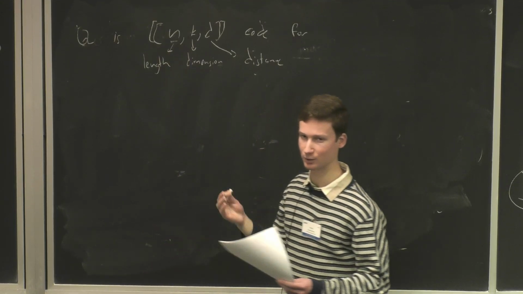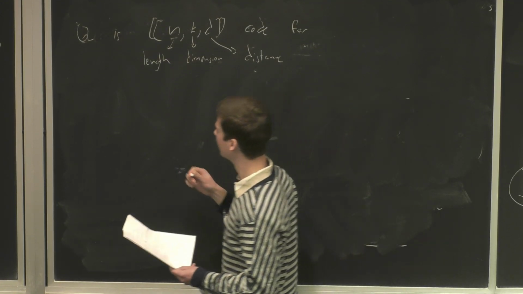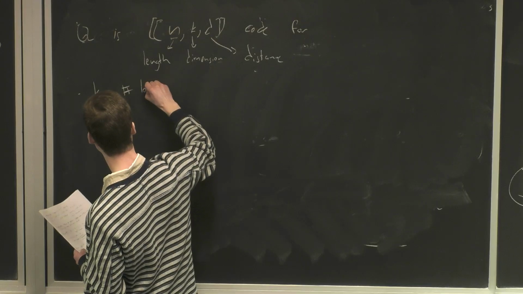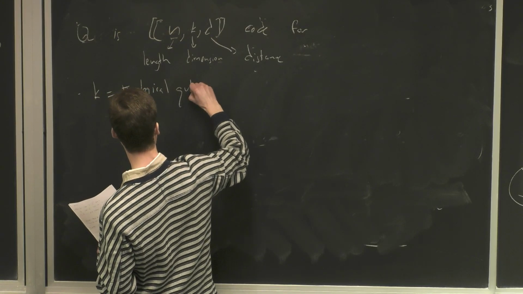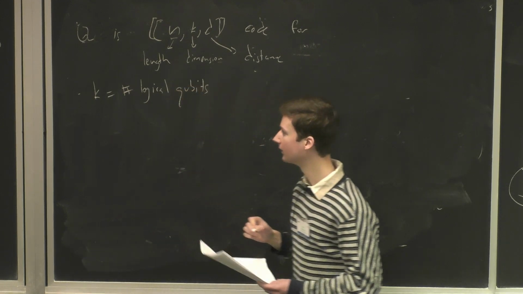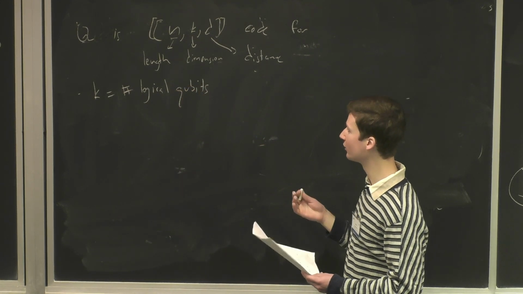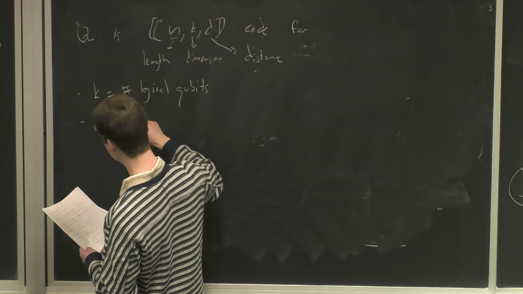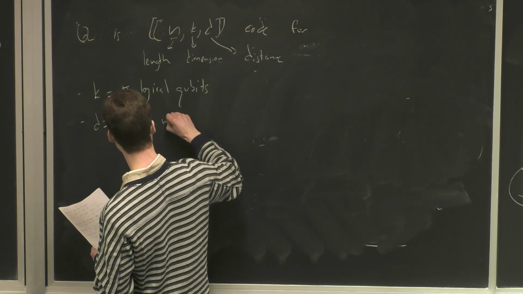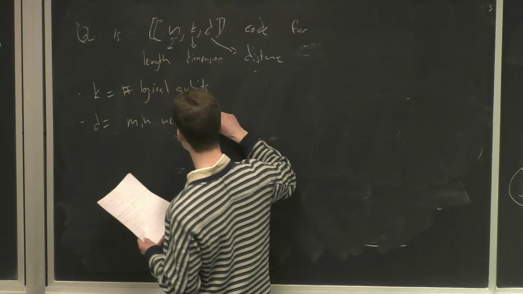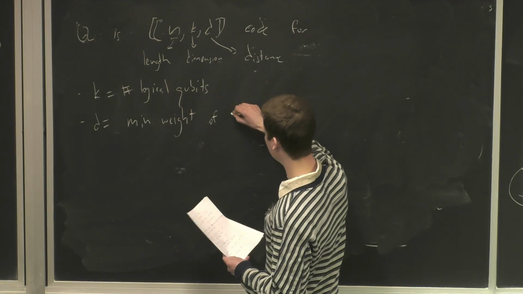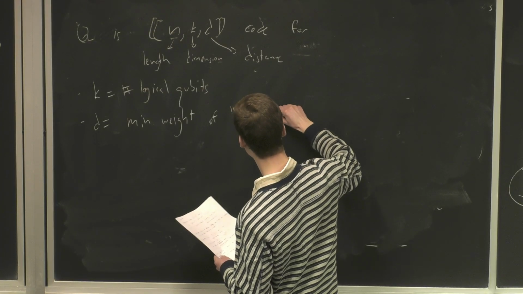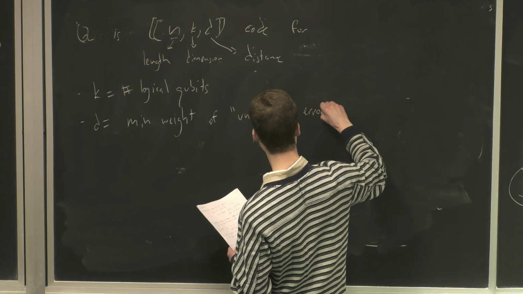So the length is just the number of physical qubits, like the Shor code was a length 9 code. The dimension k is the number of logical qubits, or the length of the message. The number of message qubits that we encode into our code. So for the Shor code, k was equal to 1. And the distance d is the minimum weight of what we can call an undetectable error.